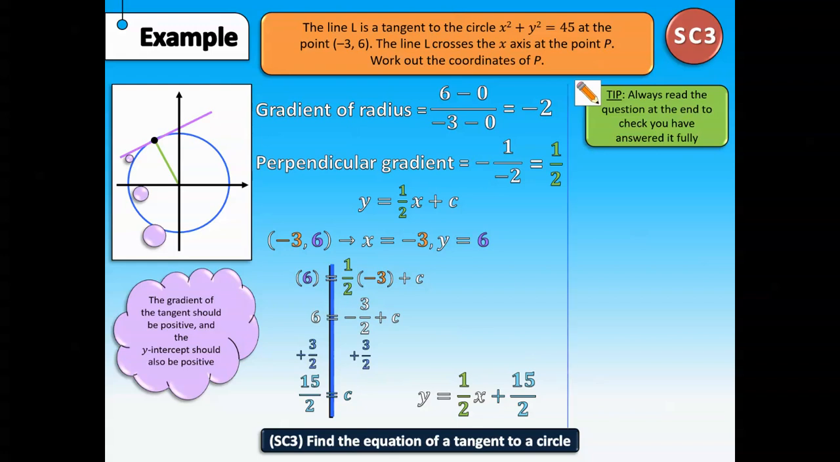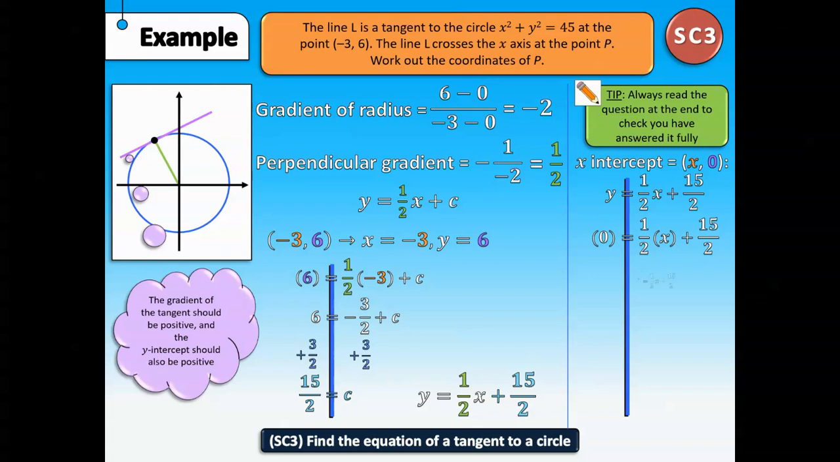Now we want to work out where this line crosses the x-axis. So that's when y is 0. So if we substitute in y is 0 and then work out what x is. So we take 15 over 2 off both sides. And then we divide both sides by a half. So x is minus 15. So it will cross the x-axis at minus 15.